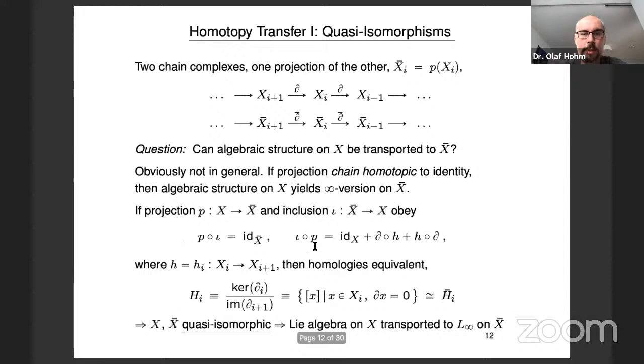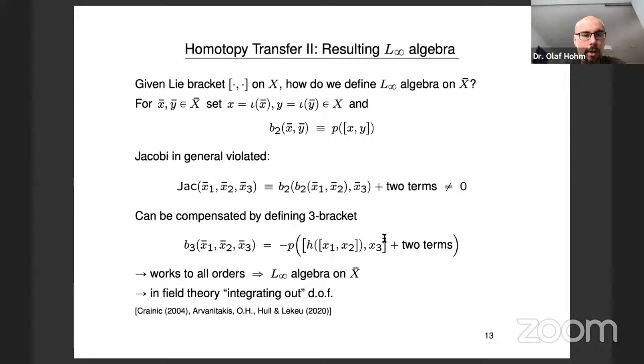So if you work it out, you see that this precisely works. And so the failure of the two bracket to obey Jacobi, due to this generally quite brutal truncation, is exactly fixed in the setup by a three bracket. And then you have correspondingly higher brackets, and one can prove this to all orders. So you have indeed a full L infinity algebra on X bar. And I think a nice review of this is given in this paper we wrote last year.